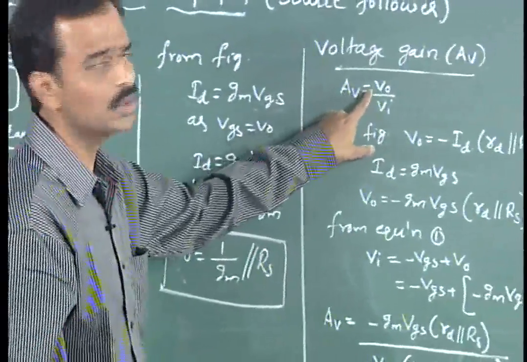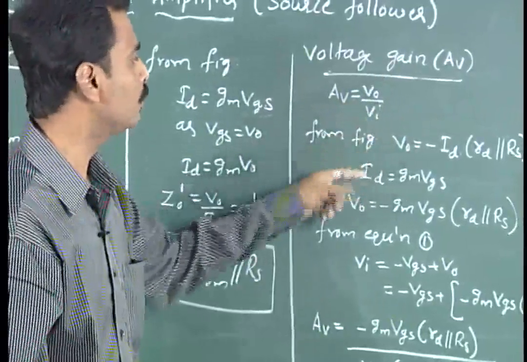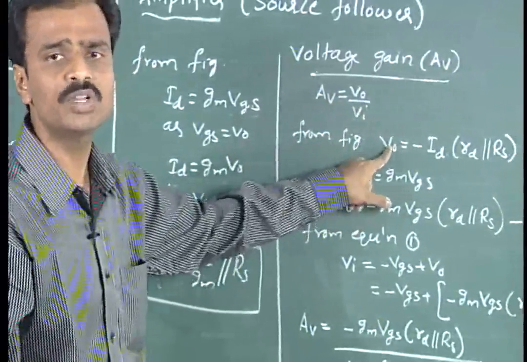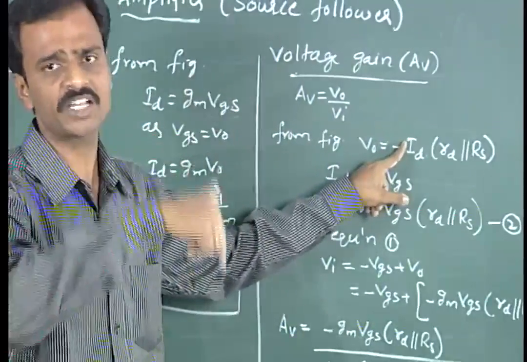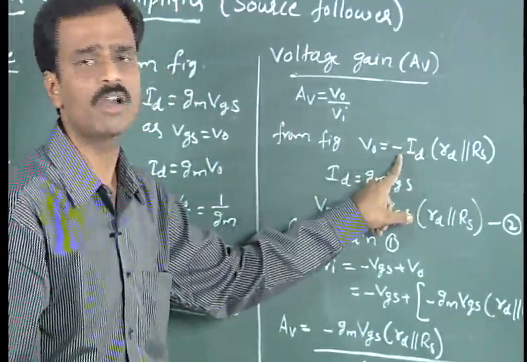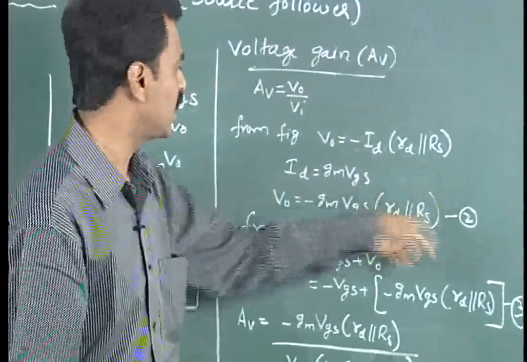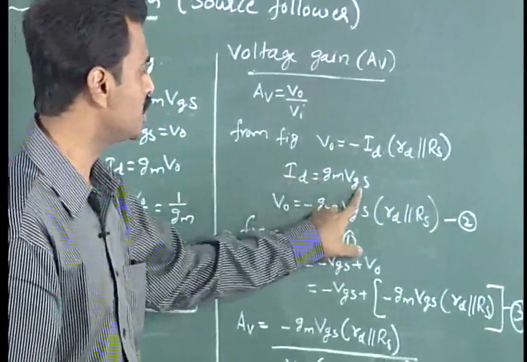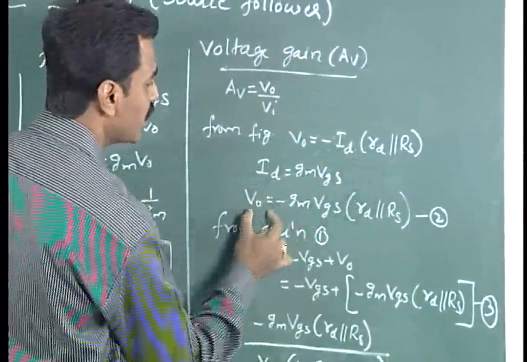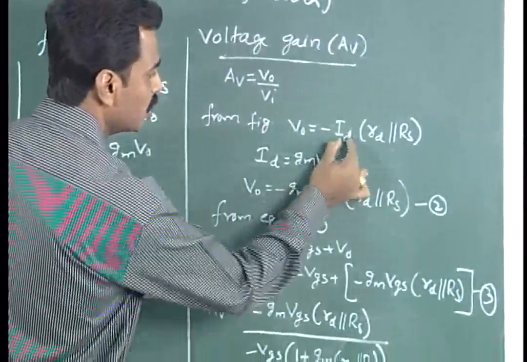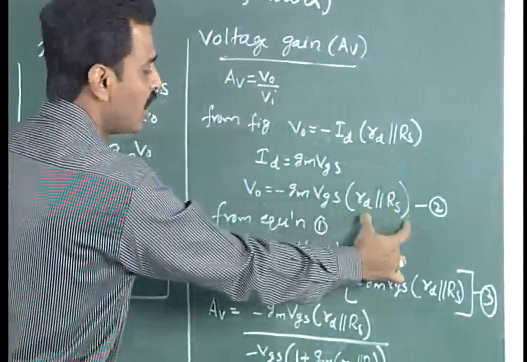So Av is obviously the ratio of output voltage to the input voltage. Now from the figure we can write the output voltage will be equal to minus, if you write a loop equation it will be negative of the direction of current, so minus ID times RD in parallel with RS. As we know that ID is equal to gm Vgs, substituting gm Vgs in place of ID, we get V0 equal to minus gm Vgs times RD parallel with RS.